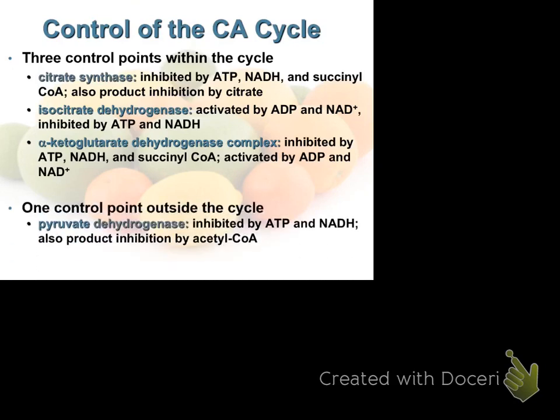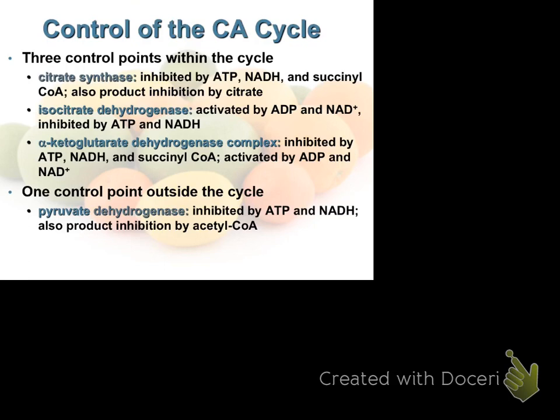And then likewise, there's that one that's just outside, like the gatekeeper. It's pyruvate dehydrogenase, which is inhibited by ATP and NADH. And it's also inhibited by acetyl-CoA, by its own product. Okay. So technically step 0, steps 1, 3, and 4. That's the pyruvate dehydrogenase complex. Yeah, the complex, sorry.